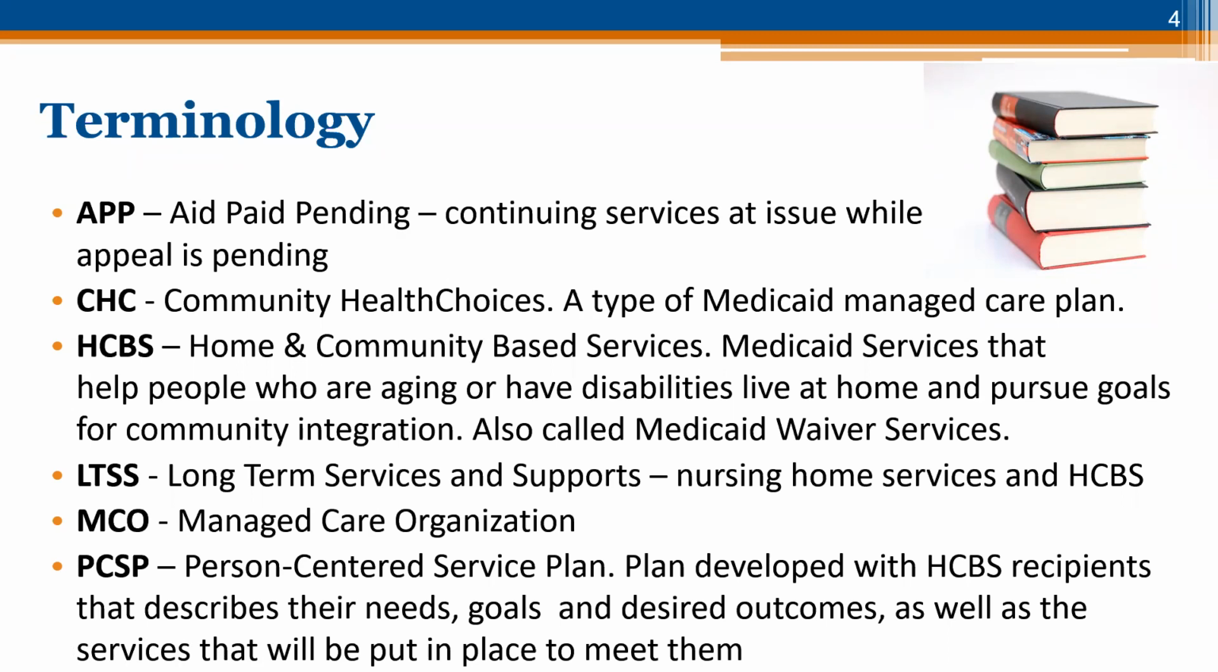LTSS stands for long-term services and supports. That's a broad term that encompasses both home and community-based services and nursing facility services. MCO is a managed care organization. That is the health plan. So MCO equals health plan. And PCSP stands for person-centered service plan. I'm not going to get into this in depth, but generally, if somebody is on a waiver getting home and community-based services, they have a service plan that's developed that describes their needs and their goals, the needs they have for their disabilities, their goals for community living, and then it outlines what services the person will get from Medicaid to support those needs and goals.